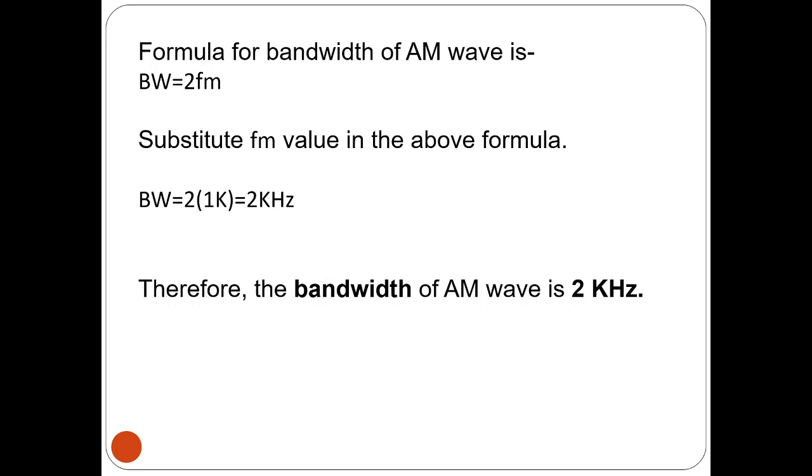Now lastly they have asked about the bandwidth of AM wave. What is the formula of bandwidth of AM wave? It is nothing but 2fm. Already we have extracted the value of fm. So substituting this value of fm, that is 1 kilohertz, bandwidth is equal to 2 into 1 kilohertz, that is 2 kilohertz. Therefore the bandwidth of AM wave is 2 kilohertz.